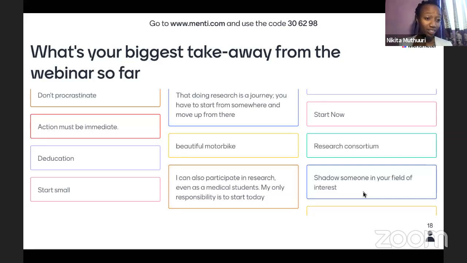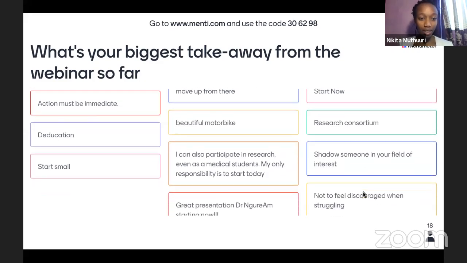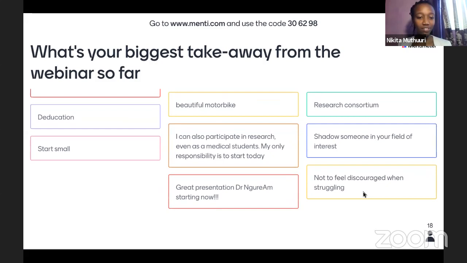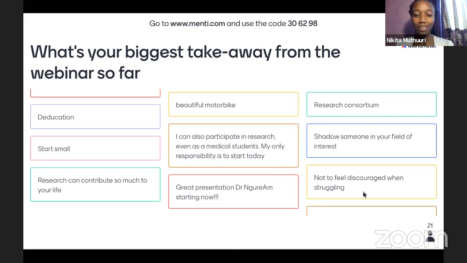Dedication, start small. Someone says they see now that they can also participate in research, even as a medical student. The only responsibility is to start today. Shadow someone in your field of interest. Don't feel discouraged when you're struggling. Yep, you can struggle quite a bit. And that's the importance of collaborating with people, not going through the whole process alone.